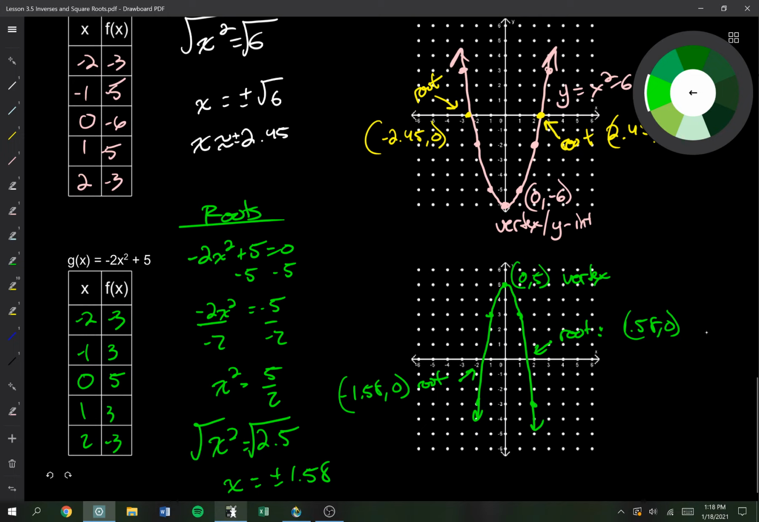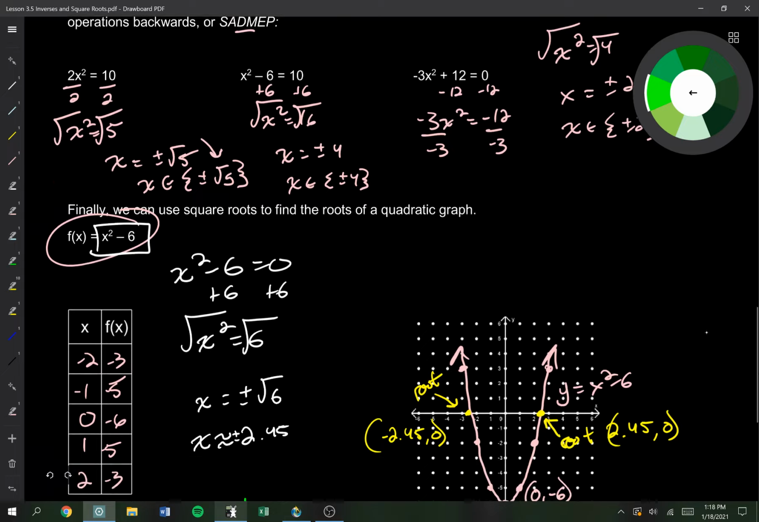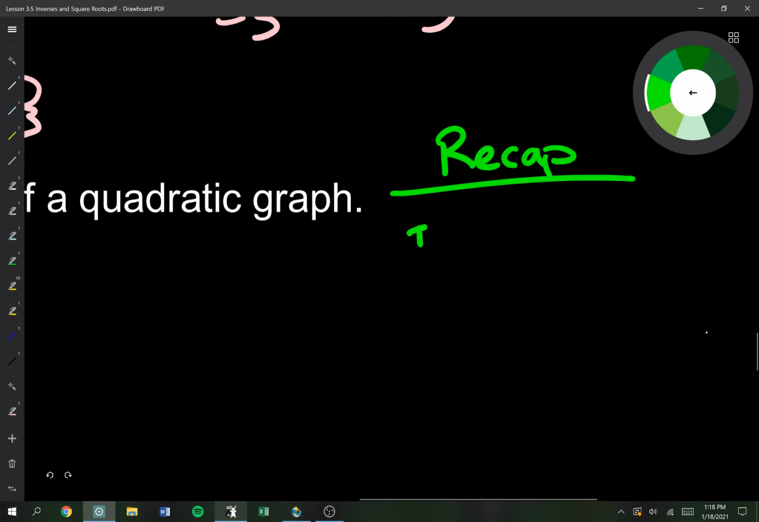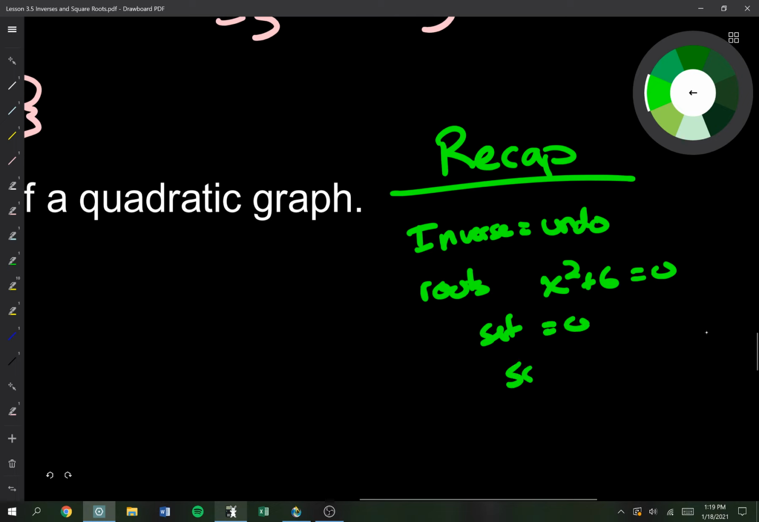Okay, we're talking a lot more about square roots, inverses, plus or minuses, all kinds of good stuff. But that's enough for today. So let's just kind of get a recap here real quick, which I don't have space for. Where can I find space? I'm going to recap over here. Recap. The word inverse means undo. Roots are found when you take your equation and set it equal to 0, then solve. Anything else? Whenever you're solving, you do SADMAP.